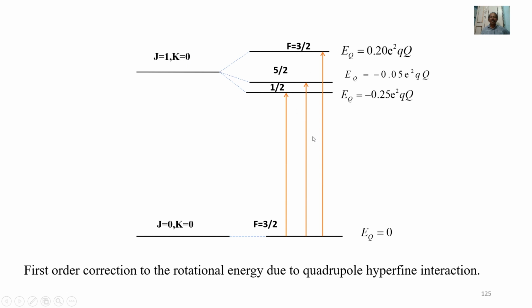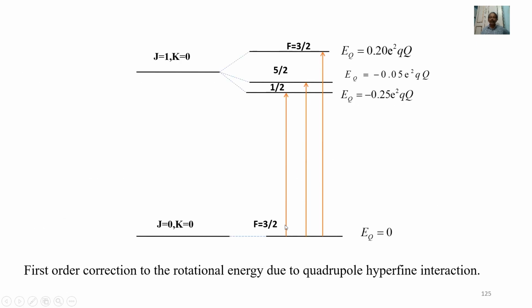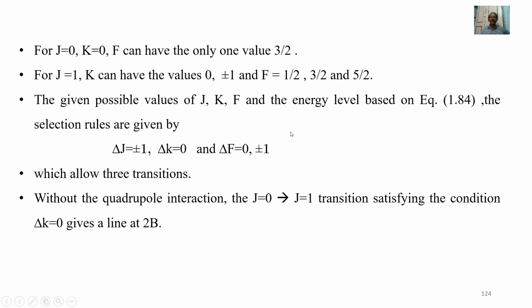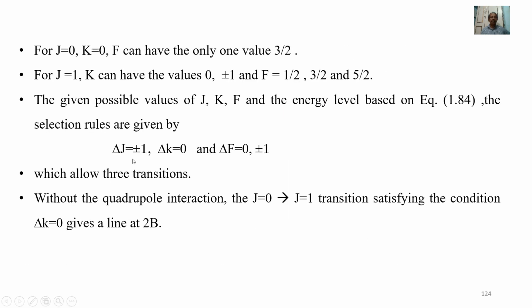And what is the transition? The transition will follow the rule delta F equals 0 or plus or minus 1. So here 3 by 2 to 1 by 2, the difference is 1. And here 3 by 2 to 5 by 2, again the difference is 1. And 3 by 2 to 3 by 2, the difference is 0. So we have 0 or plus or minus 1. According to this selection rule, we'll have 3 allowed transitions.